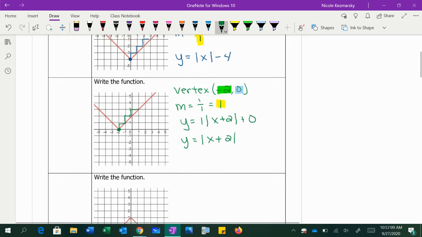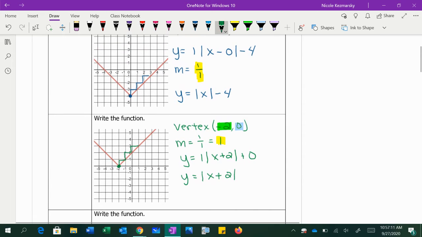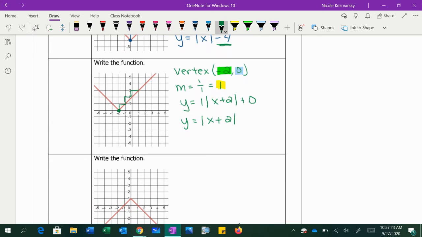If you look at both of these, we can also check, because we know that this -4 in the first example is a shift down 4, and we can see that in our graph. It shifts down 4. And then the plus 2 in this second example is a shift to the left 2, and we can see that our graph shifts to the left 2. Next example.